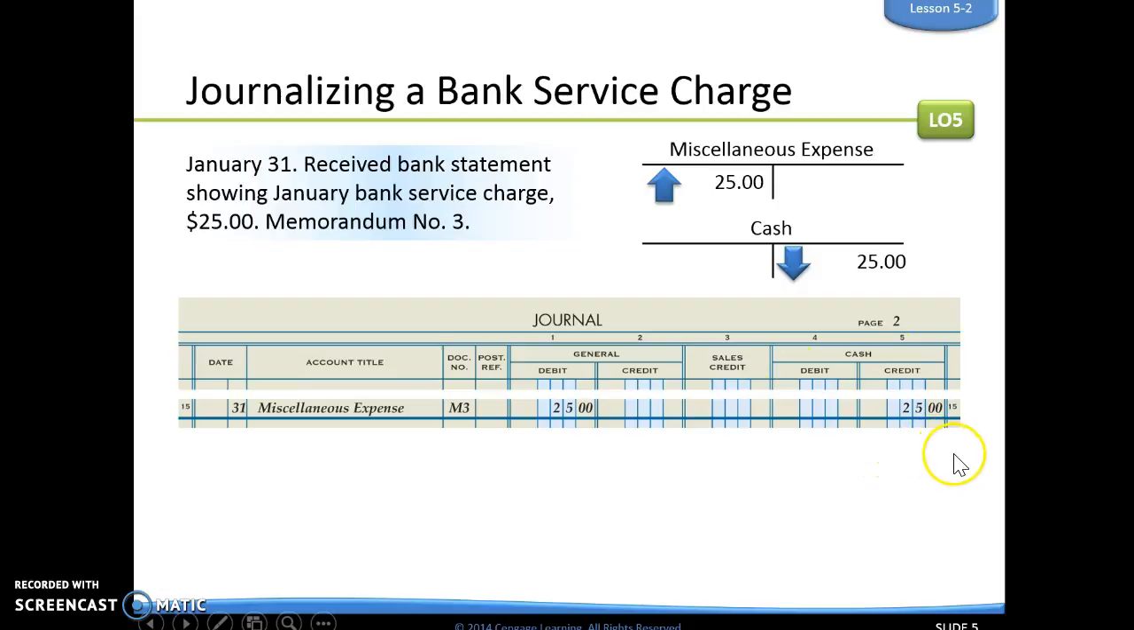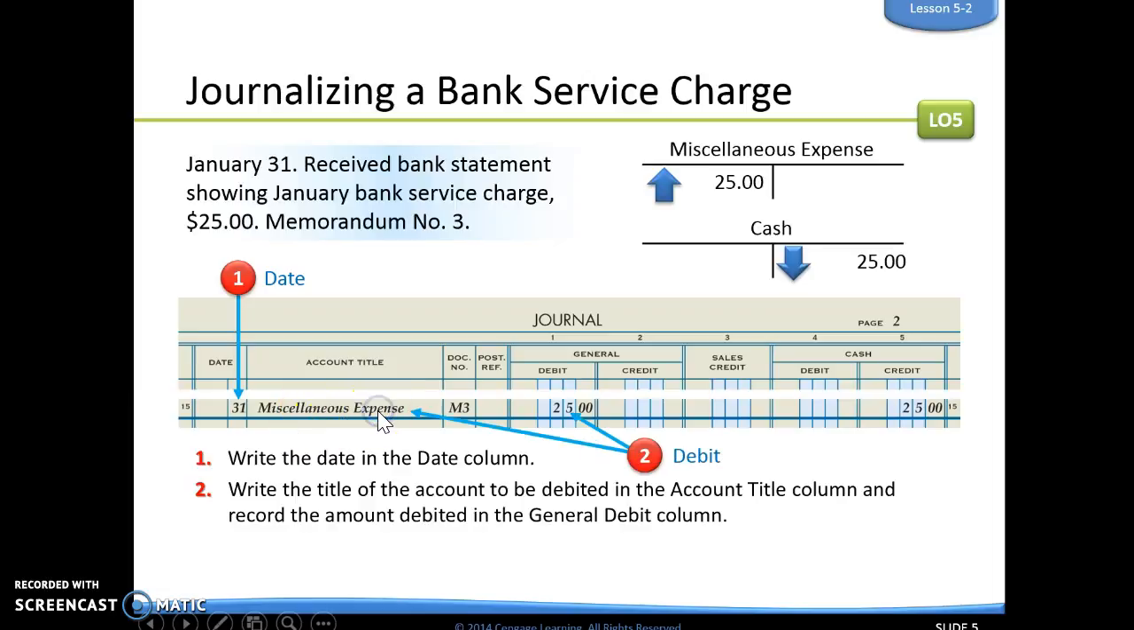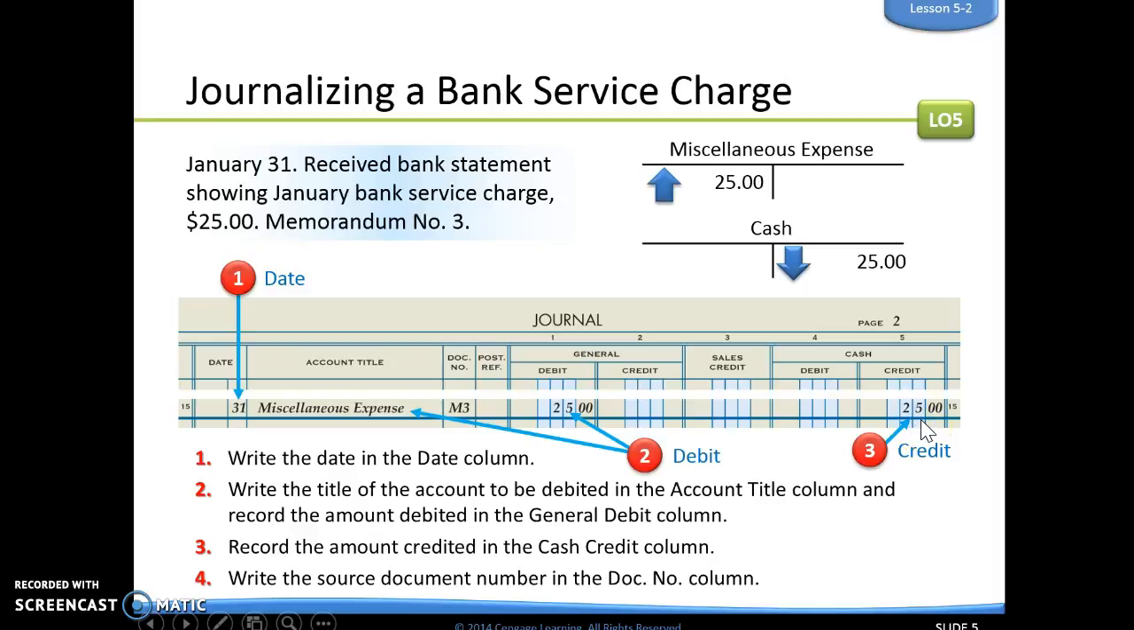Now we should know how to record that into a journal. We're going to start with our date, then we're debiting our account miscellaneous expense, so I'm going to put that in my account title. I'm going to then put my debit in the general debit column. Then I'm going to credit cash for the $25. And then my last step is I'm going to put that source document M3 in there.